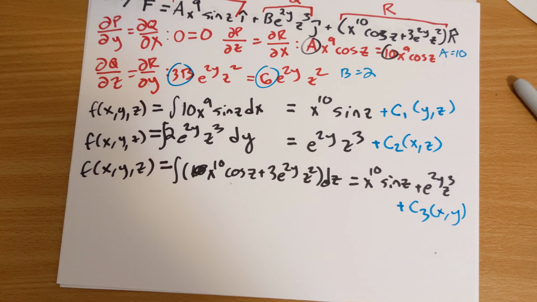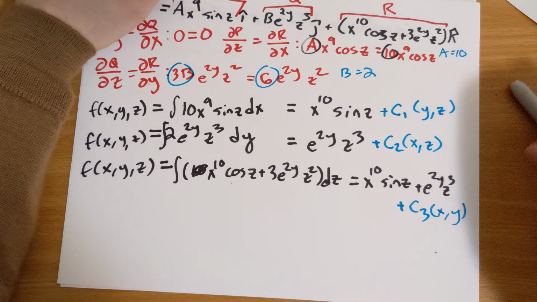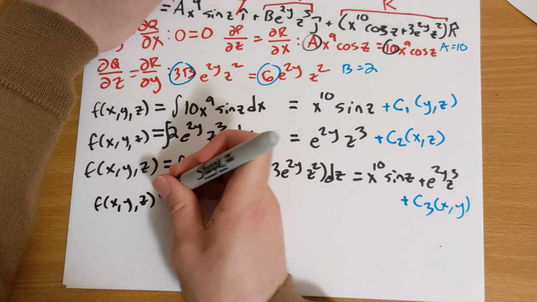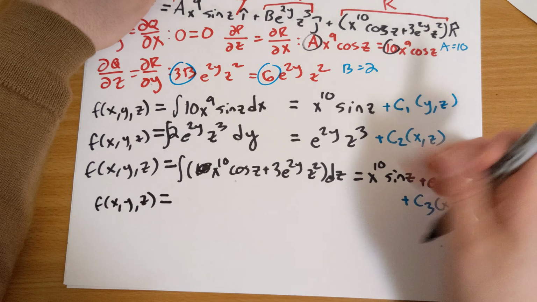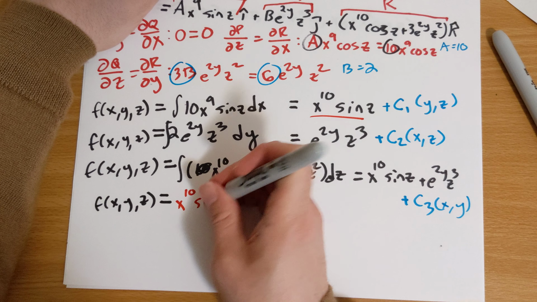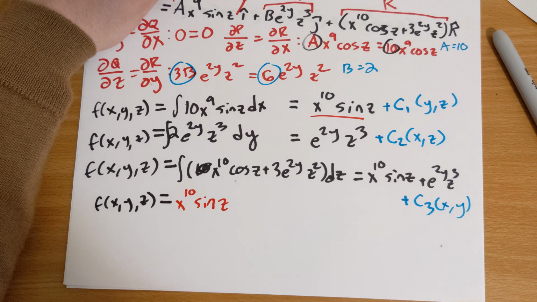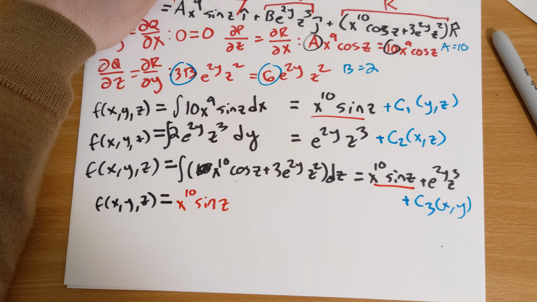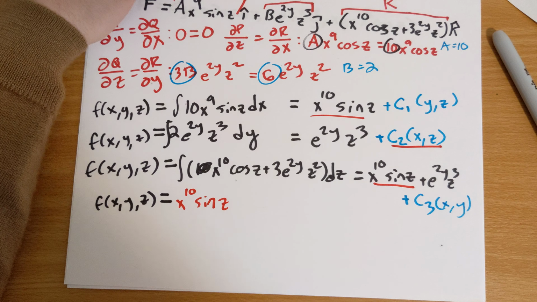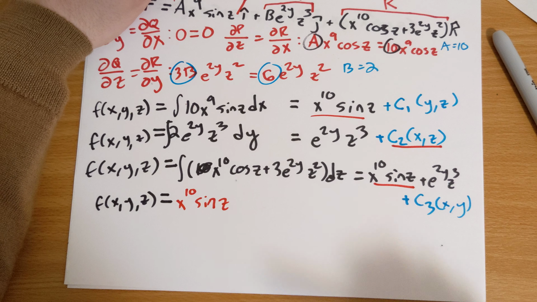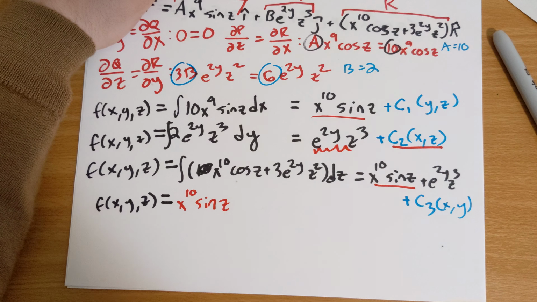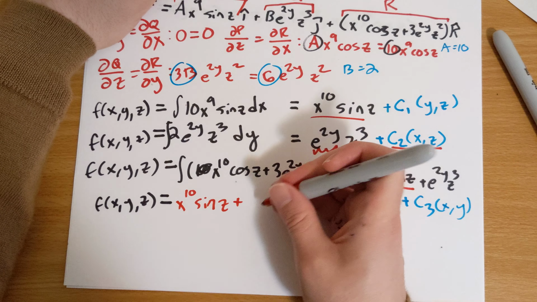Okay, so now let us combine our answers. What is our final answer for f of x, y, z? It's going to be x to the 10th sine z. We see that here, and we see that down there, so that combines. And x to the 10th sine z must be part of c2 of x, z. Okay, what else do we have? e to the 2y z cubed.